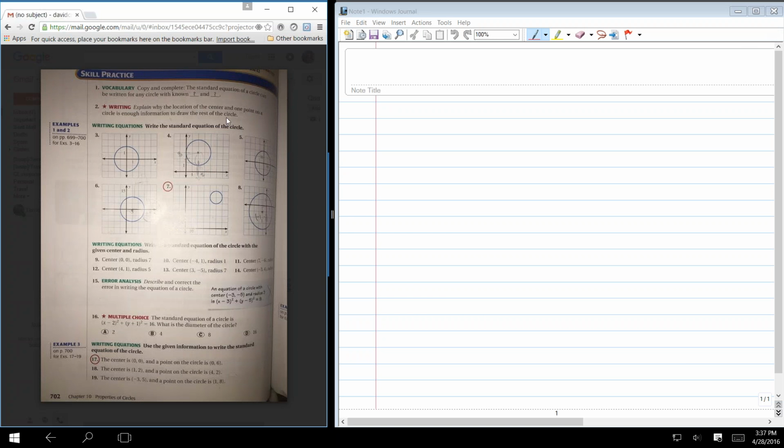What's the standard equation of a circle? The general equation. This is one of those things you don't want to have to look up on a sheet of paper. In other words, you want to memorize it. (x - h)² + (y - k)² = r².